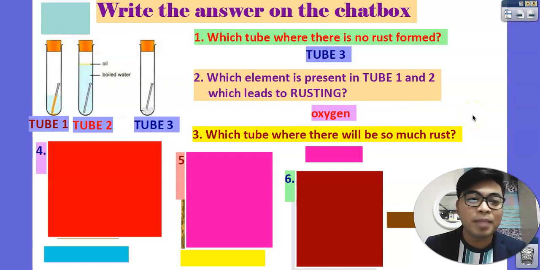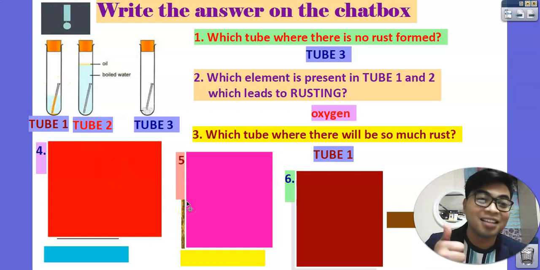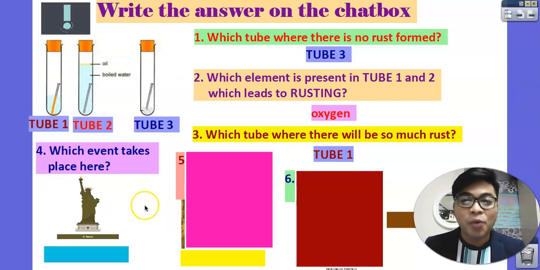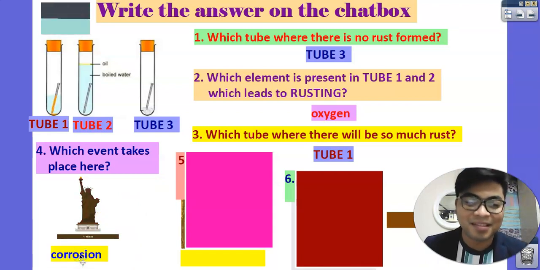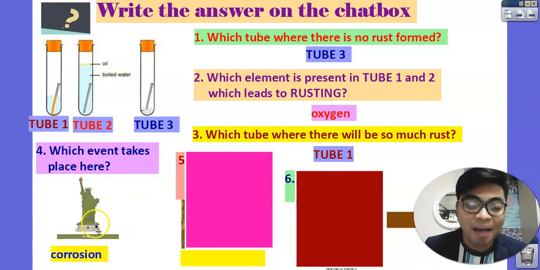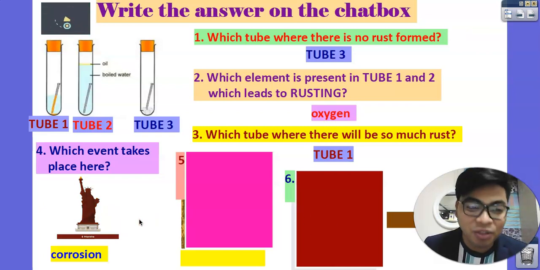Okay. Question number 3. Which tube will have so much rust? Let's take a look at your answer if it's right. It's test tube number 1 because you have moist air here, air and water. Awesome. Next, number 4. Which event takes place in here? Did you answer rusting? Rusting is wrong because this one is copper and it reacts with oxygen, forming copper oxide. But this is not rusting, it's corrosion.